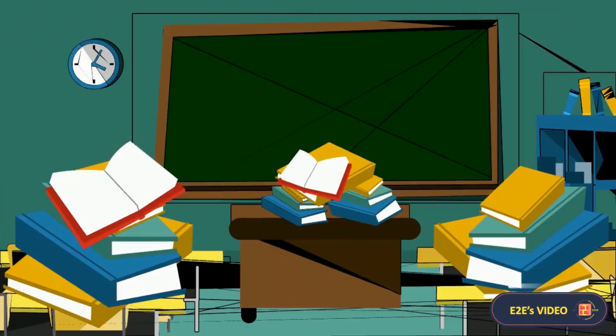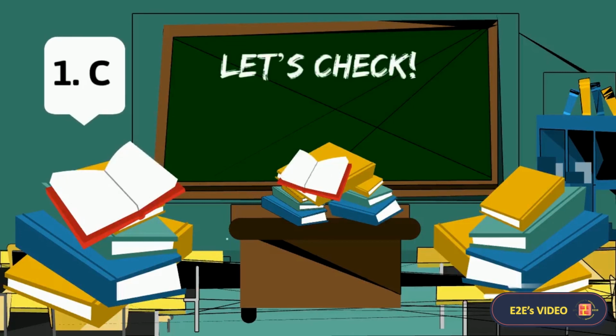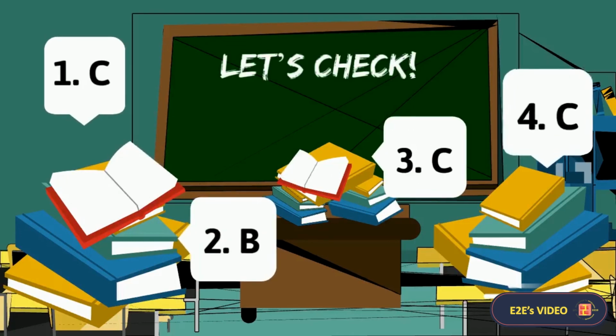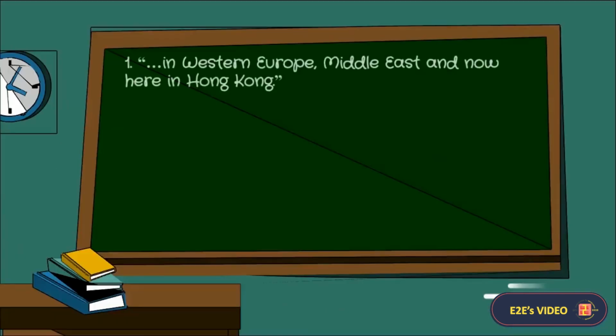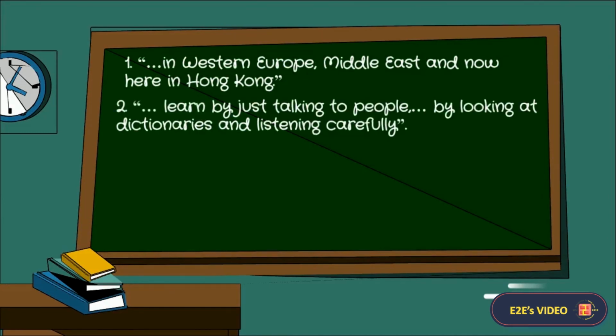Okay, have you got all the answers? Great. Let's check. 1C, 2B, 3C, 4C, 5A. Could you briefly explain the answer? 1. This is a detailed question. You heard in Western Europe, Middle East, and now here in Hong Kong. Second, this one is a detailed question as well. As the speaker said, I prefer to learn by just talking to people, finding out what I need to say, by looking at dictionaries, and listening carefully.